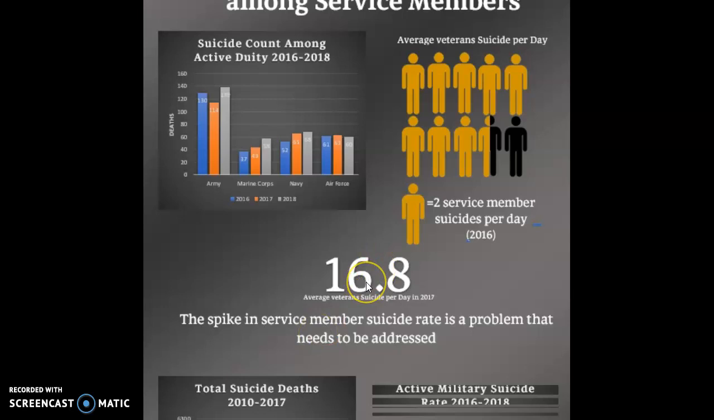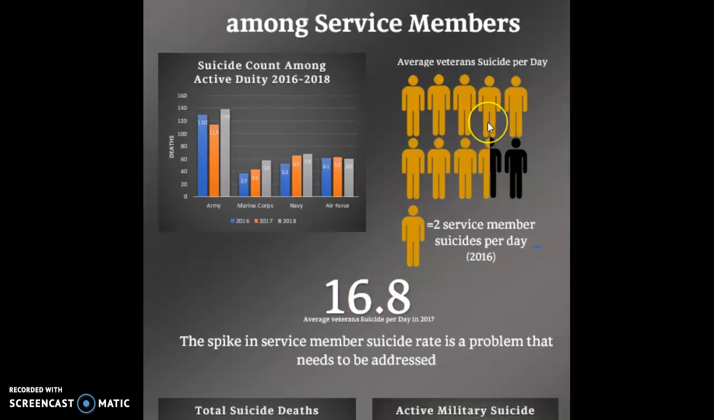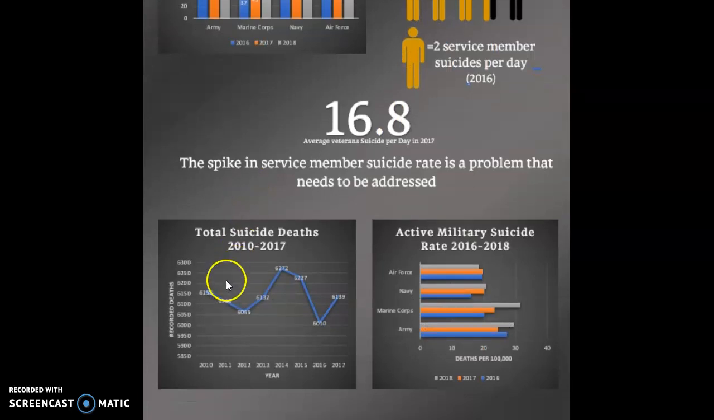This focal point is further supported by two subdominant points: my isotype chart, which goes to physically represent the number of people that are dying as a result of this data, and this bar graph, which goes to show the number of suicide deaths among active duty. These are further supported by two subdominant points: the total suicide deaths from 2010 to 2017, and this bar graph showing the suicide rates from 2016 to 2018.